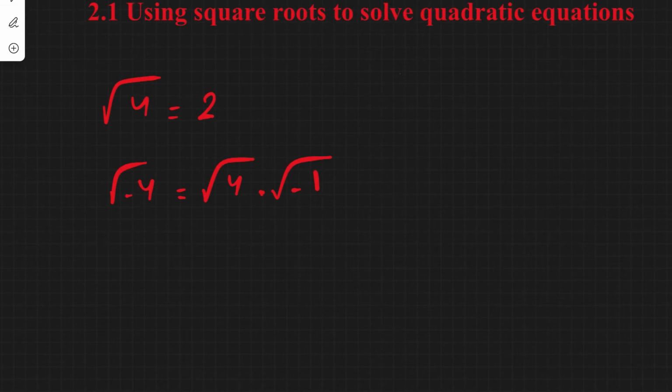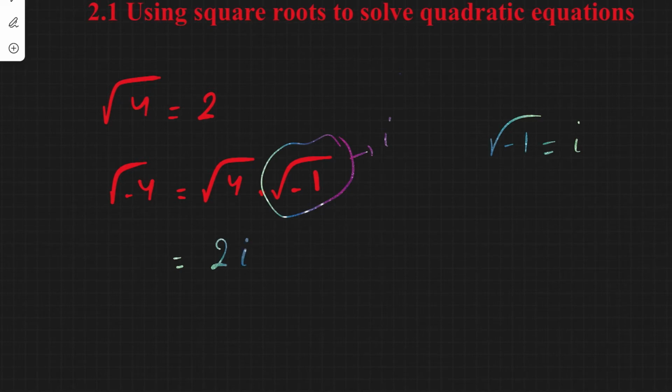The square root of negative 1 is defined as i, and i is an imaginary unit. So the square root of 4 is 2, and the square root of negative 1 is i. And here we introduce the complex number.